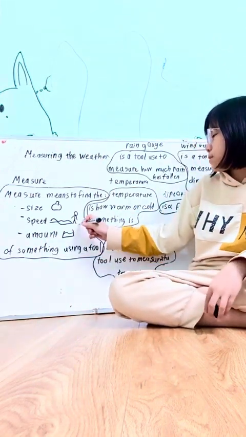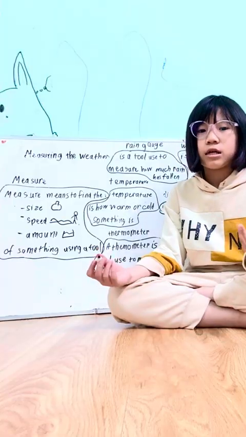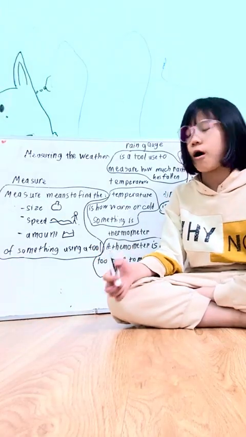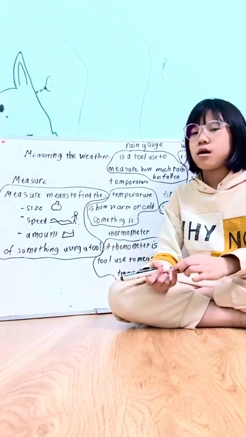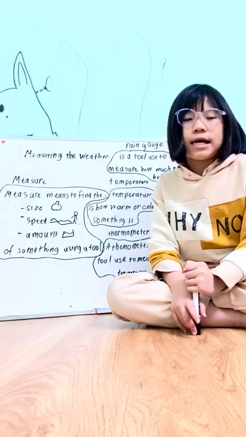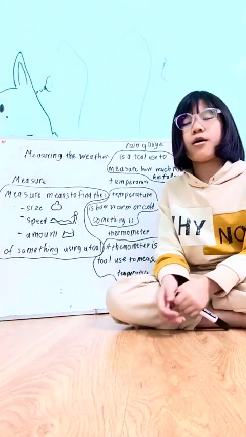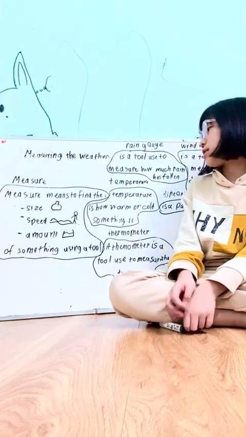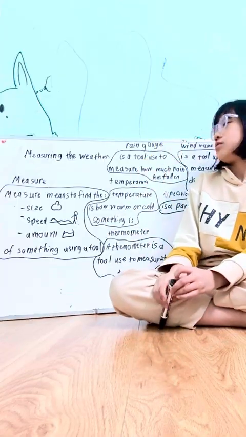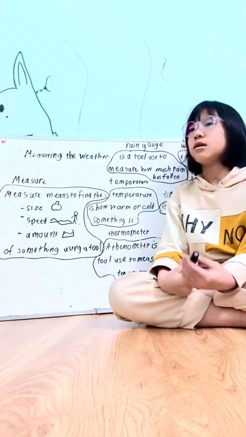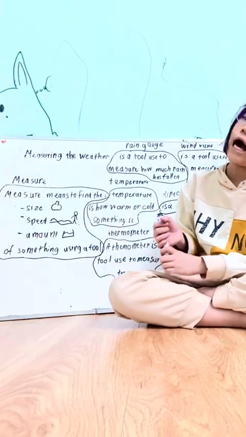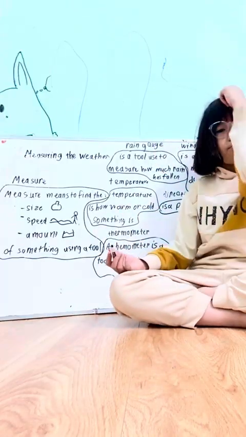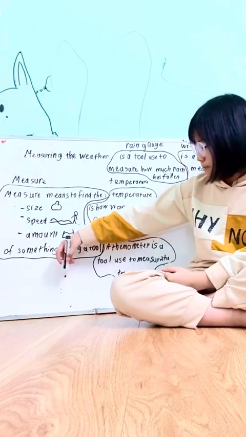So the next one is speed. Speed is like to know how fast people are. Like he can run 10 kilometers per hour or maybe 12 kilometers per hour. So this is for a car. So this is for speed, how fast it could be. Maybe a car, maybe this car.